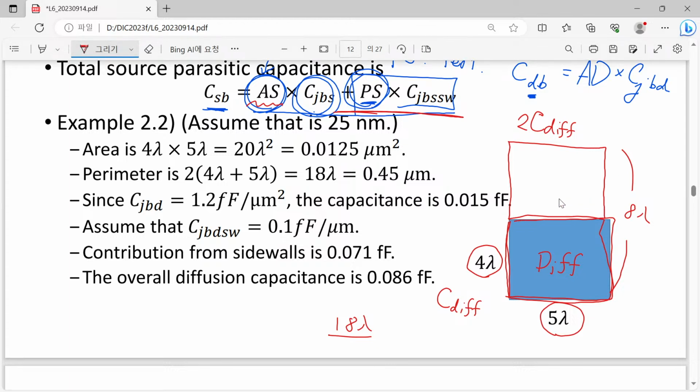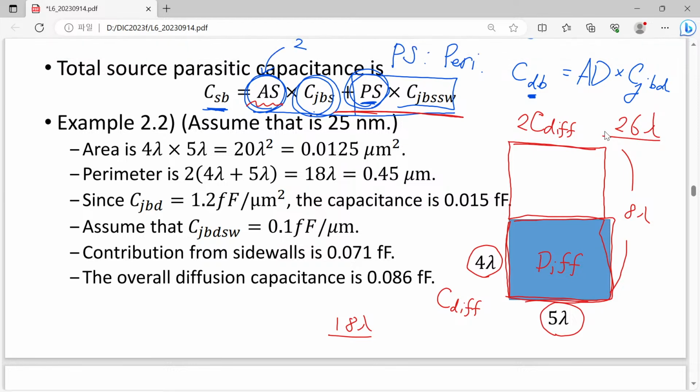However, if we have a doubled structure, then what happens? Here we have still 5 lambda, 5 lambda, and 8 and 8. So eventually we will have a perimeter of 26 lambda. It is not exactly doubled, so slightly lower than that. So the exact behavior of your diffusion capacitance for this enlarged system is not exactly doubled, and it has a little difference from this expected only area dependent prediction. So please have a look at it.